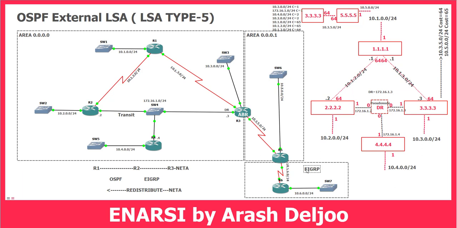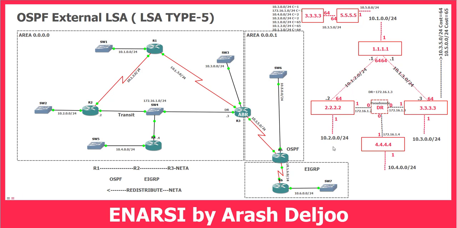Here we have EIGRP, and you know that on the other interface of R5 we have OSPF. I'm going to show you what happens when we inject the routes of EIGRP into OSPF. Again, let me emphasize that the detail of redistribution itself is not important for us.